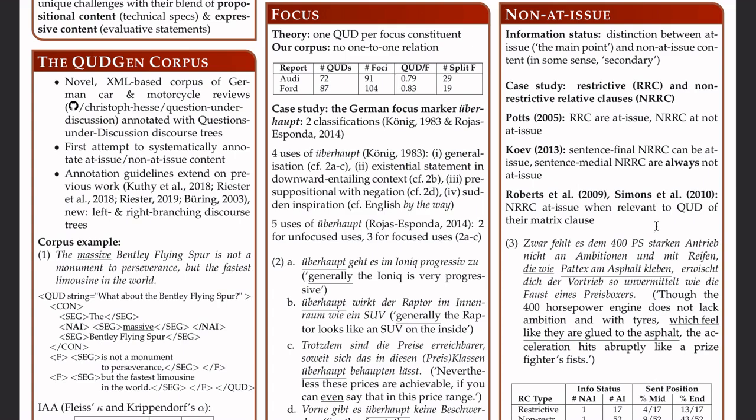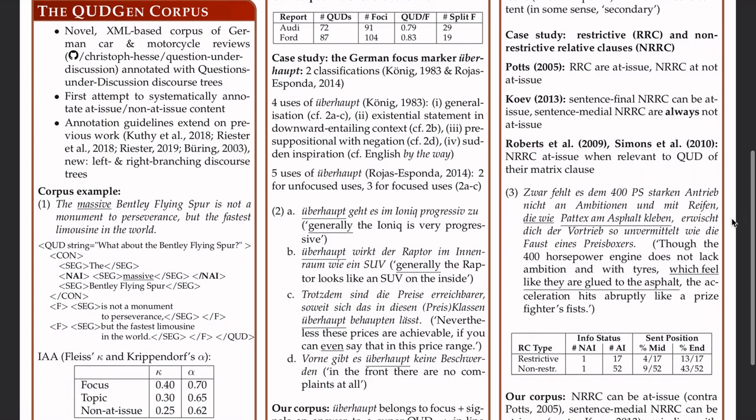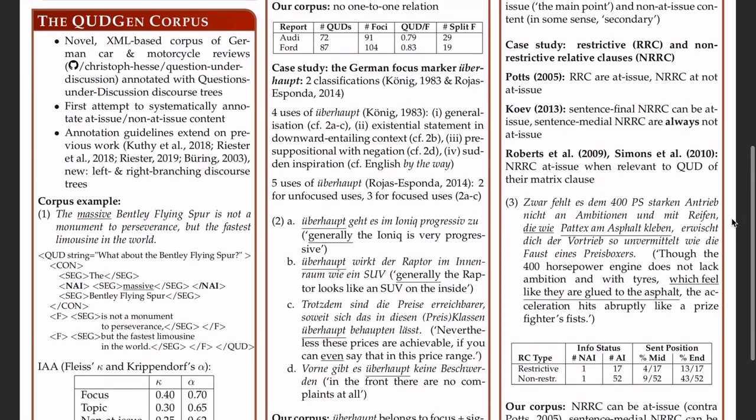So here's an example of a non-restrictive relative clause. "Though the 400 horsepower engine does not lack ambition, and with tires which feel like they are glued to the asphalt, the acceleration hits abruptly like a prize fighter's fists." We can see that the expression in the non-restrictive relative clause is relevant to the QUD of the matrix clause. This QUD is annotated as "what is good about the kickdown," which names two advantages of the car, namely 1, the 400 horsepower engine, and 2, the tires with good grip.